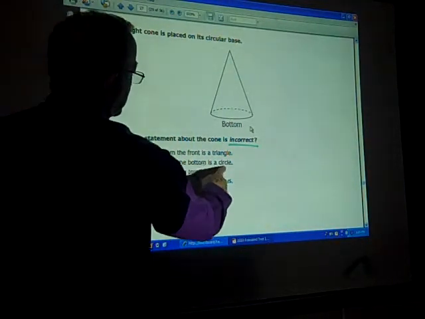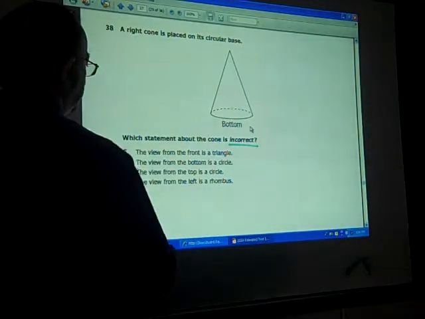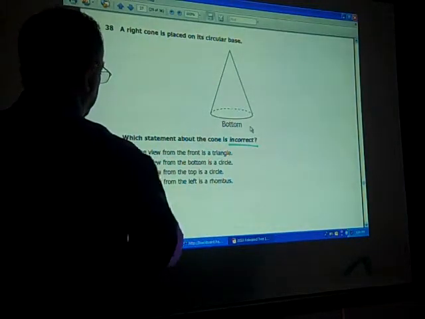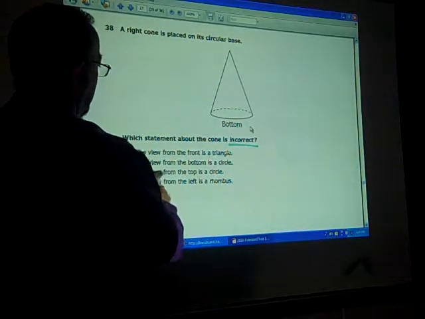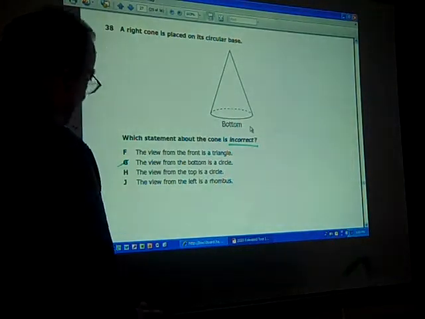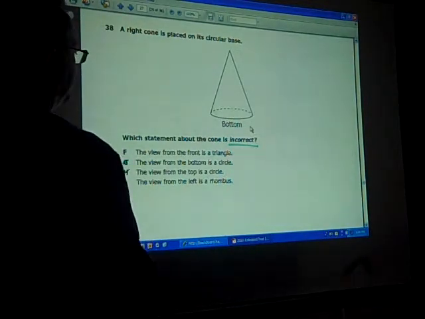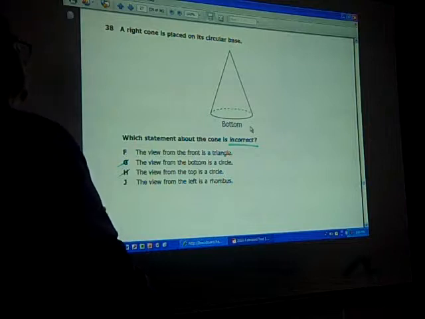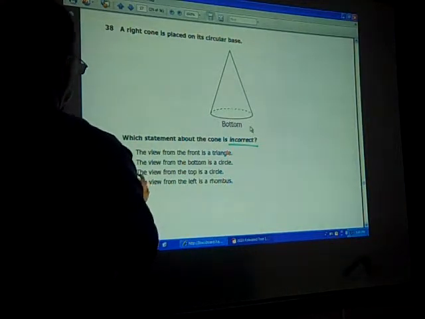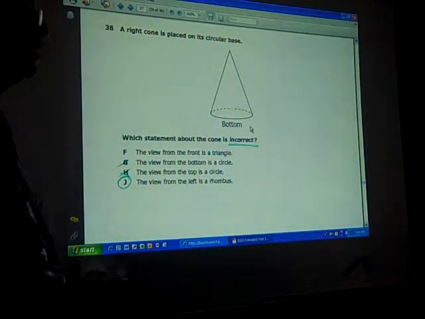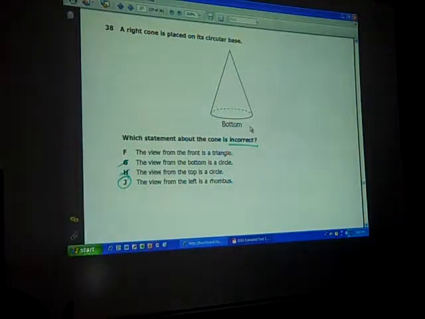The view from the bottom is a circle. If you turn a cone over and look at the bottom, that is true, so that's correct. So that's not our answer. The view from the top is a circle. If you look down on the cone, you would be seeing a circle. The view from the left is a rhombus. That's definitely not right, so there's your answer, J. Definitely not a rhombus.